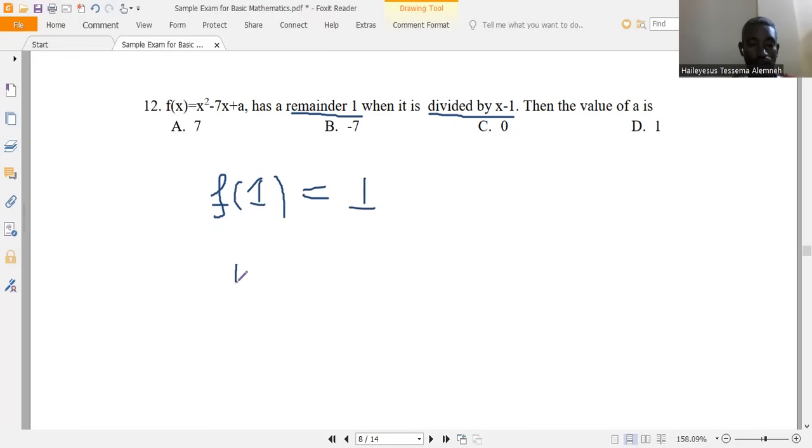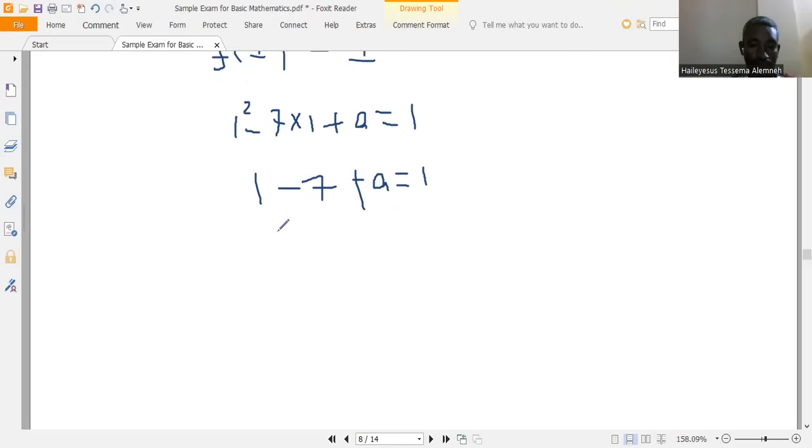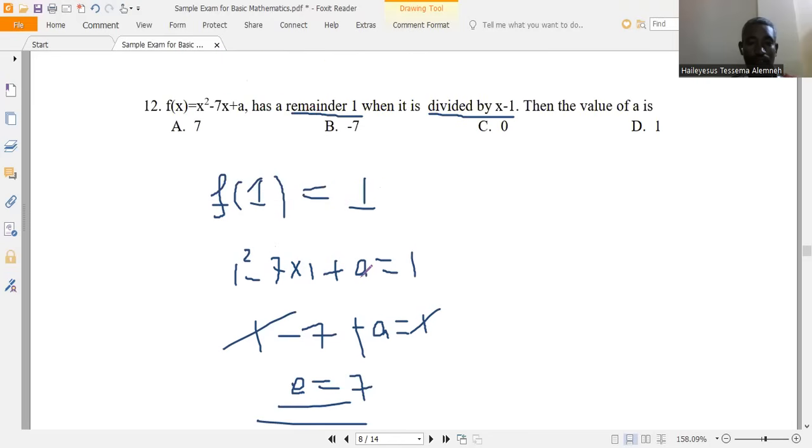So 1 squared minus 7 times 1 plus a is equal to 1. Which is 1 minus 7 plus a is equal to 1. So this one will be cancelled by this one, and a is equal to 7. a is equal to 7 is the solution.